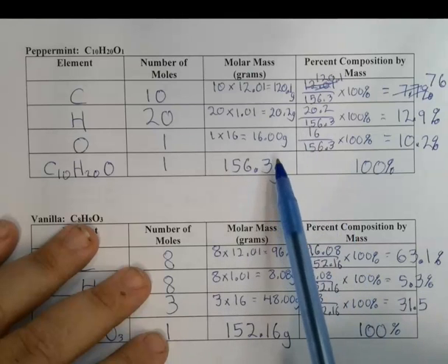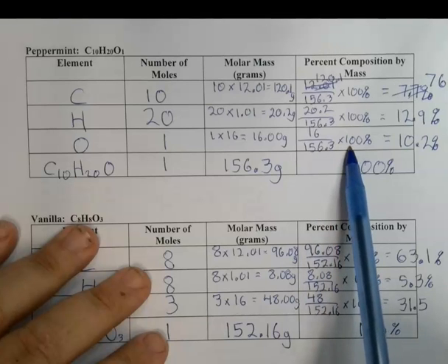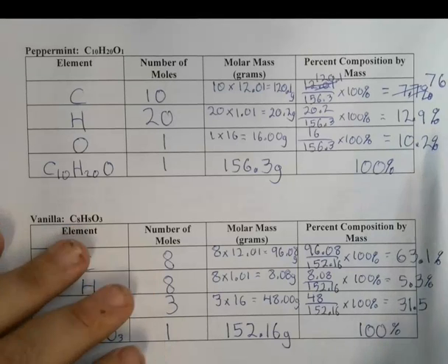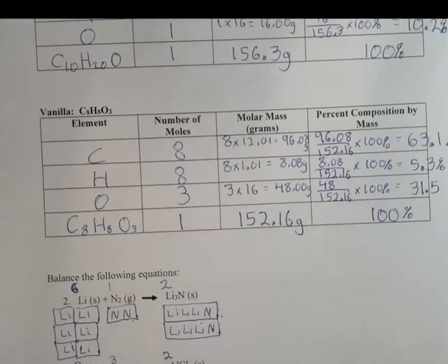And finally, oxygen. There's 16 grams of oxygen. You divide that by 156.3 for the entire molecule times 100, and you get 10.2% of a peppermint molecule is made up of oxygen. And these numbers add up to 100%. All right, we'll move on.